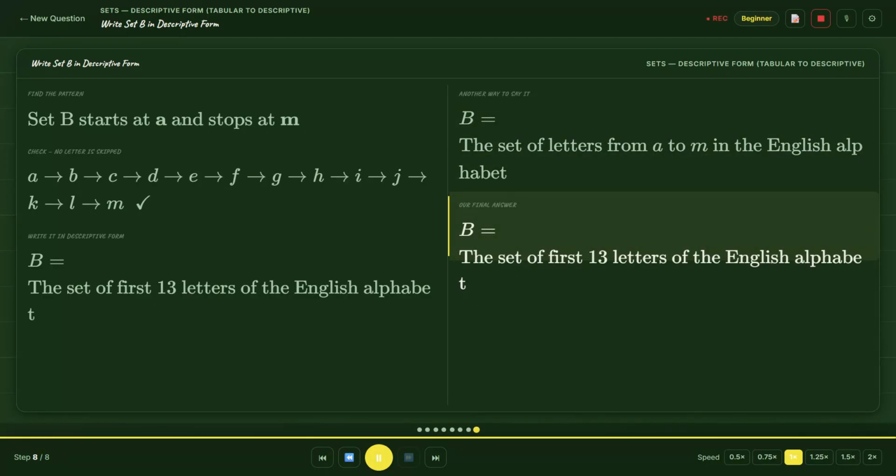Great job. Our answer is B is the set of the first 13 letters of the English alphabet. We looked at all the letters, found the pattern, and described it in simple words. You did it.